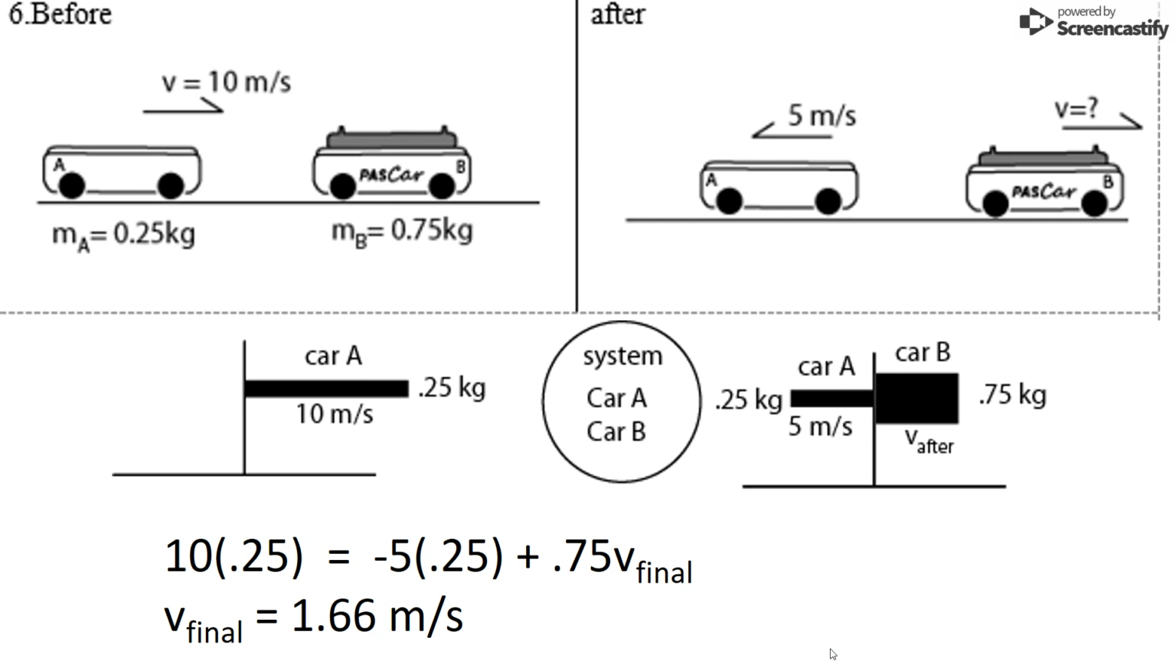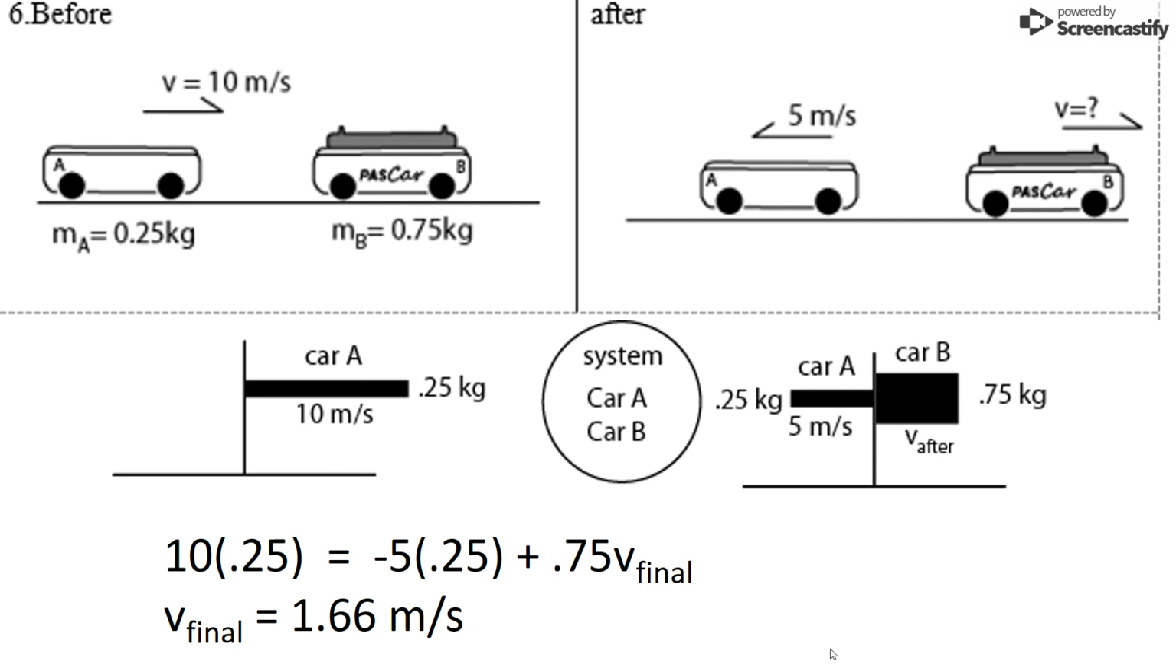You can see in the before, the car is moving 10 meters per second to the right, so I have a bar going to the right, and I labeled the width of that bar 10 meters per second. The car had a mass of 0.25 kilograms, so I've labeled the height of the bar 0.25. After the collision, car A is now moving to the left, so now it has a bar going to the left. I've made it narrower because it's slower, and I've labeled that 5 meters per second, but it's still the same height.